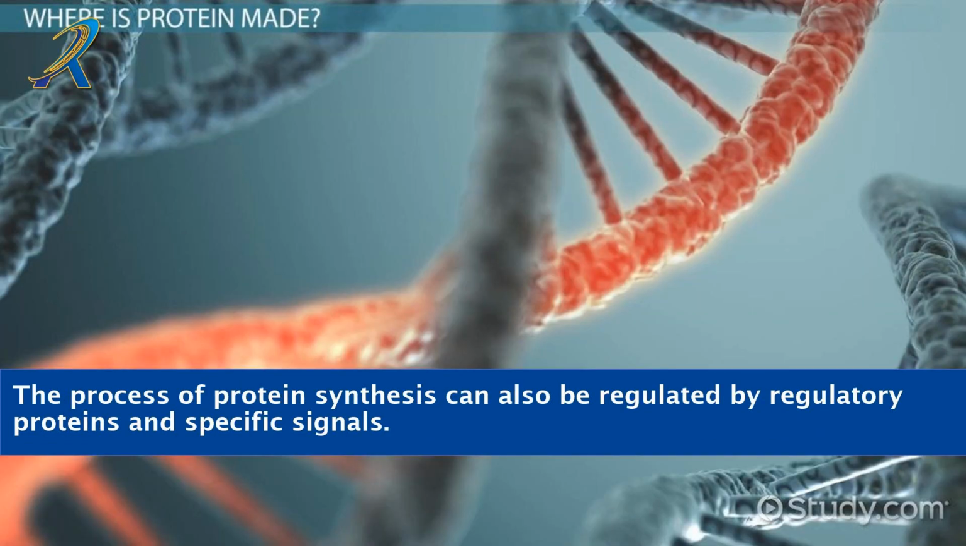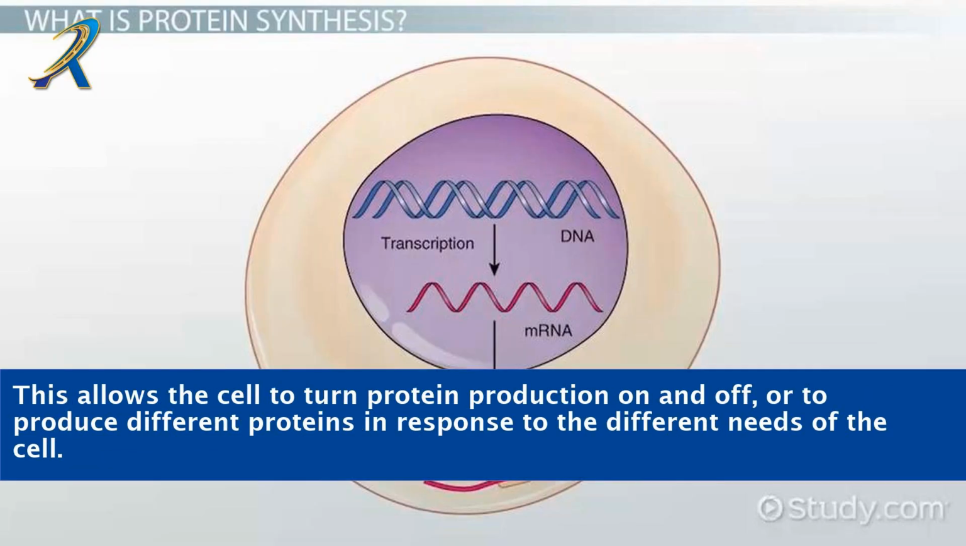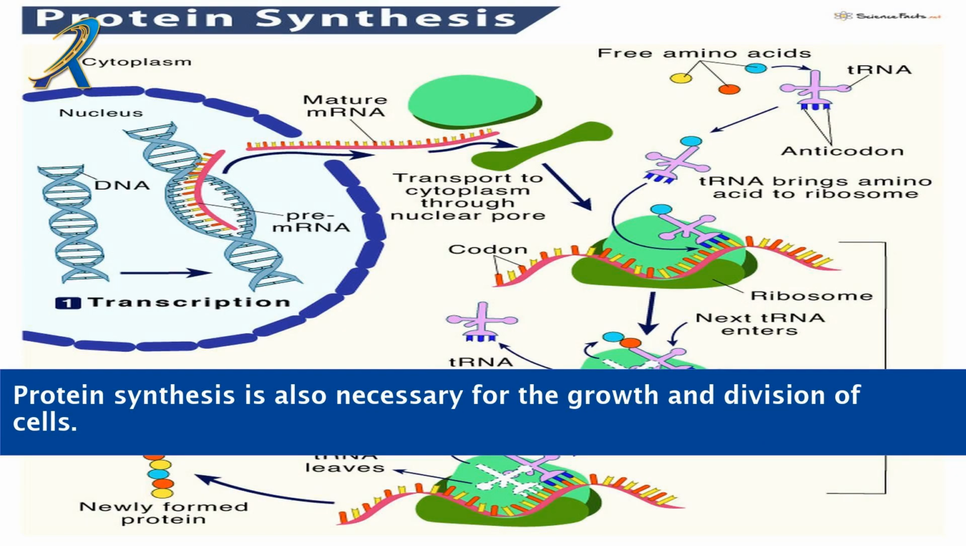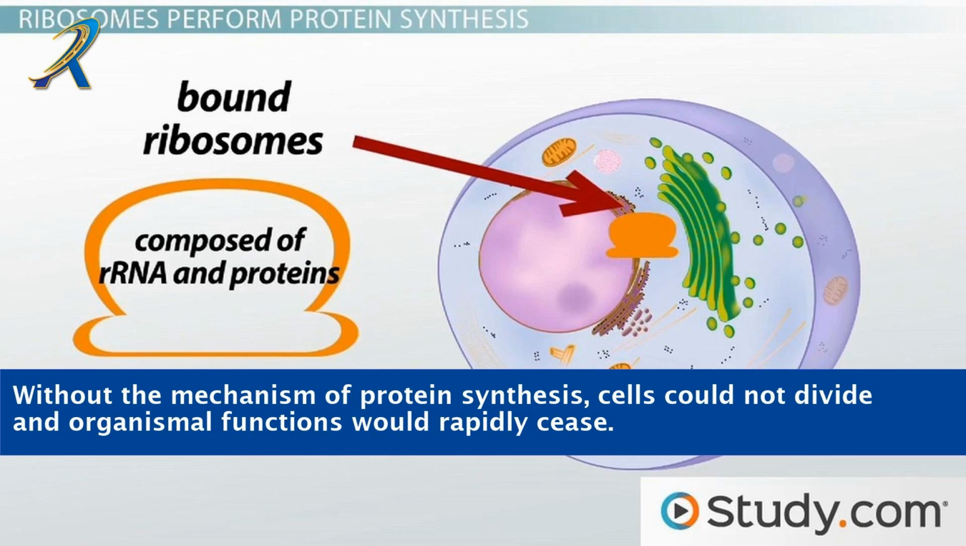The process of protein synthesis can also be regulated by regulatory proteins and specific signals. This allows the cell to turn protein production on and off, or to produce different proteins in response to the different needs of the cell. Protein synthesis is also necessary for the growth and division of cells. Without the mechanism of protein synthesis, cells could not divide and organismal functions would rapidly cease.